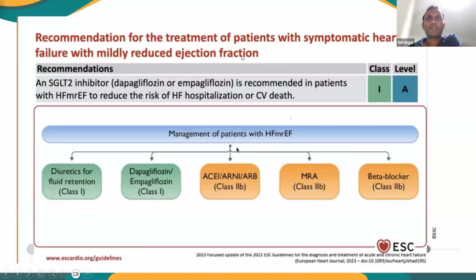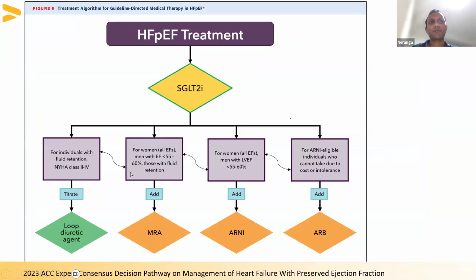And if it is heart failure with mid-range EF, 40 to 50%, the main treatment is SGLT2 inhibitors, and there is a class 2B recommendation for ACE inhibitor, ARNI, ARB, MRA and beta blockers. And for HFpEF management, mainly what we have is SGLT2 inhibitors. But if the patient is having congestion, you can give a diuretic.